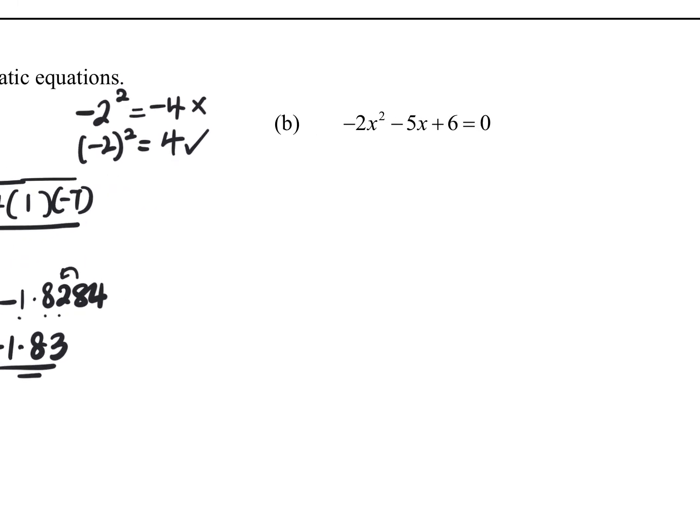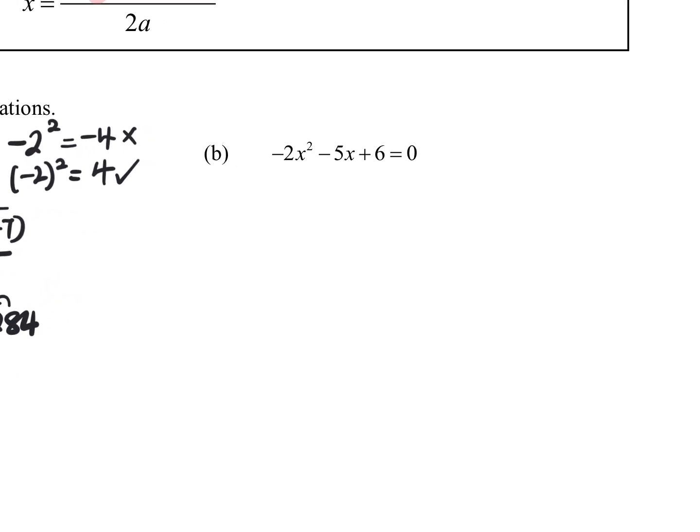Alright, question B. So how are we going to solve a question that looks like that? First, let us identify the number of units for x squared, x and the number. So the x squared term, this is the number negative 2. x is negative 5 units and a constant term, 6. So this tells me A equals the number negative 2, B equals the number negative 5, C equals the number 6.